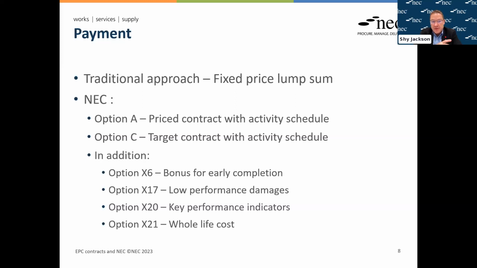Now, it's not all about negative incentives, and option X20, key performance indicators, allows for them to be used together with an incentive schedule. And this is done against what the contractor reports about performance, and when the KPIs are achieved, there is additional payment. And again, it seems to me this is very useful when you're looking at complex output requirements, and it is yet another way to incentivize a contractor, because if they can improve performance, they can also have a share and have a benefit from the improved revenue that perhaps the client is generating.